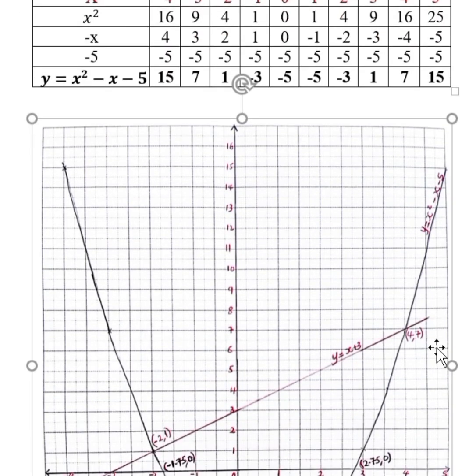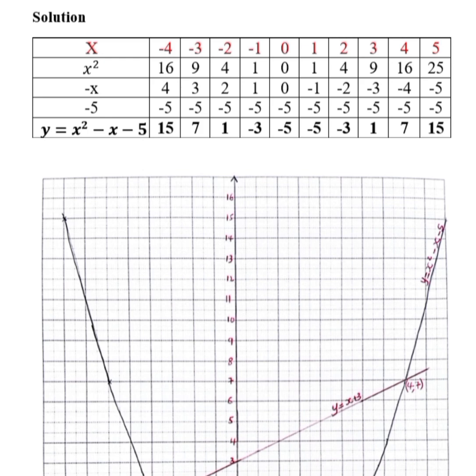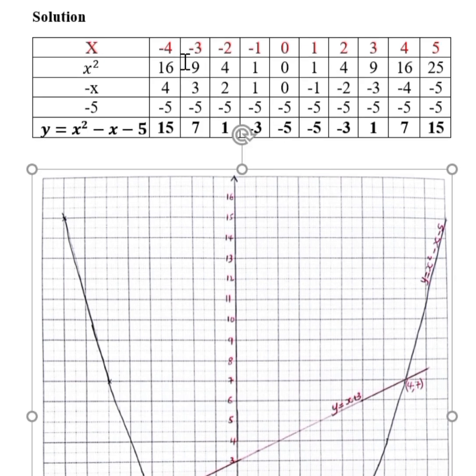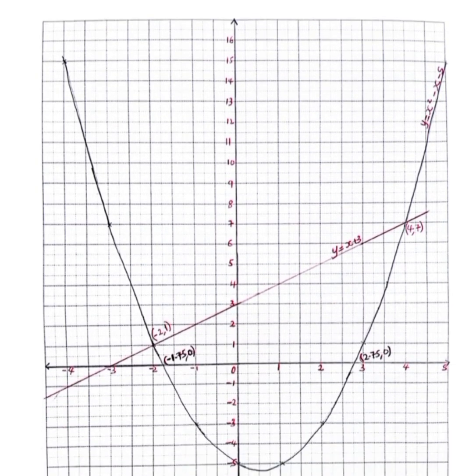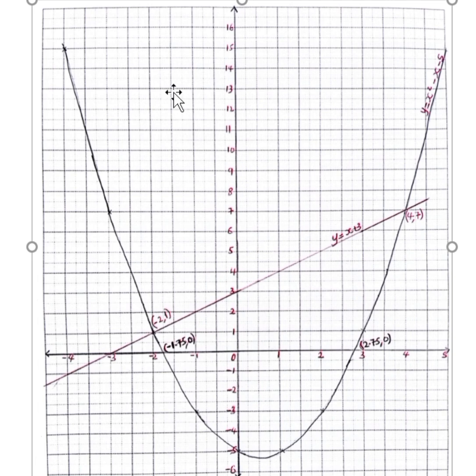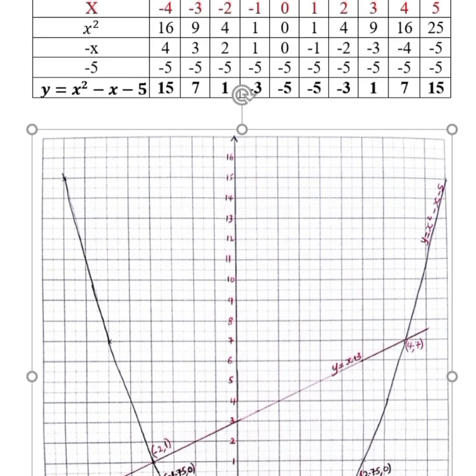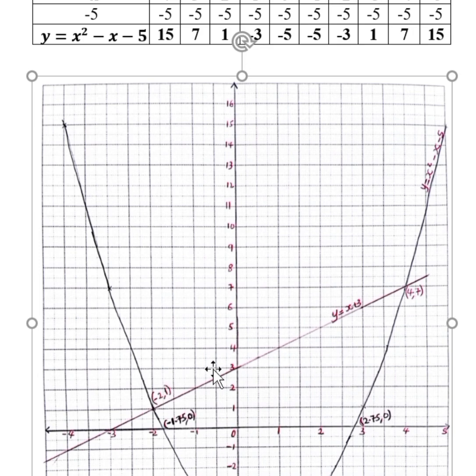So here is the graph I've drawn. You can see we have -4, 15. -4 is here, and the 15 is here. So we have the point here. Then we have -3, 7. -3 is here, and then 7 is here.